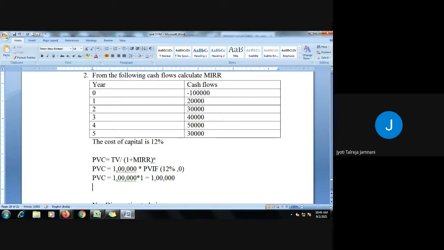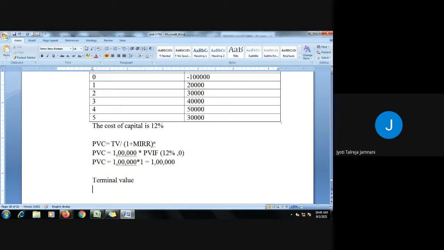Now we have to find the terminal value, which is nothing but the future value for the cash inflows. So terminal value, find the future value.